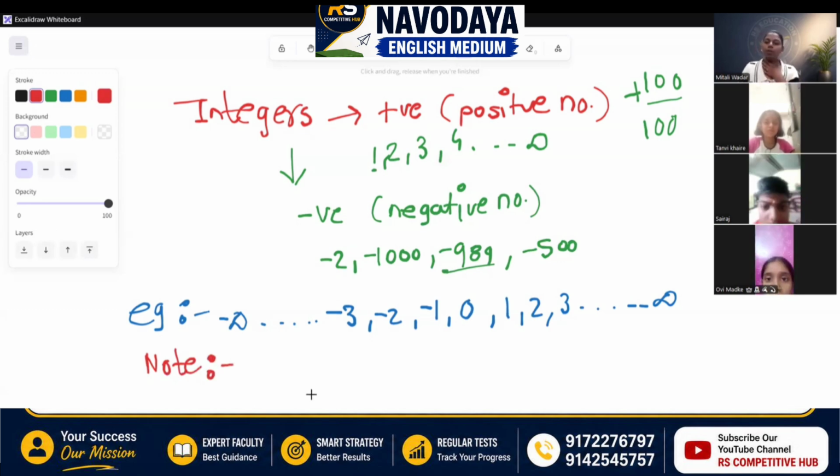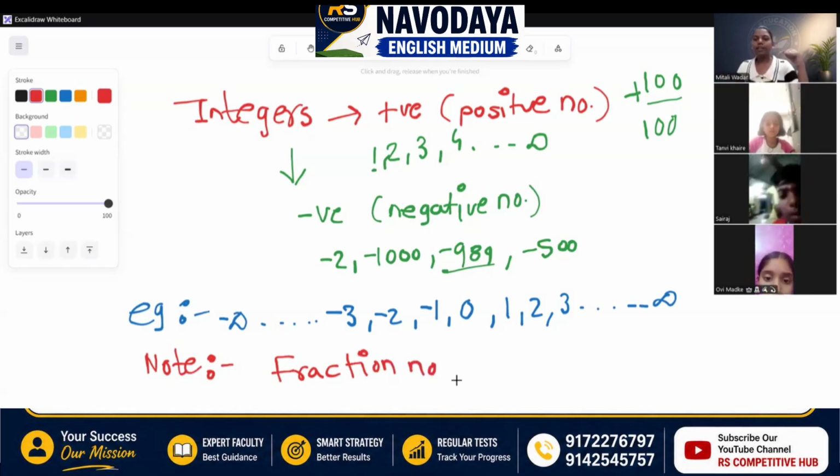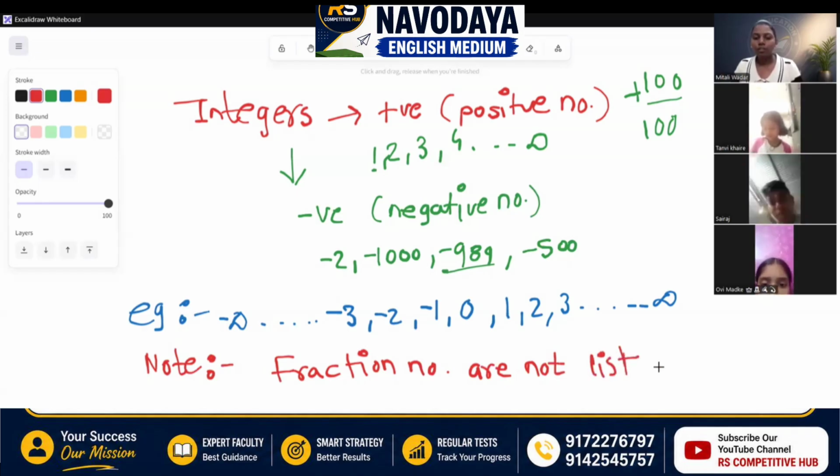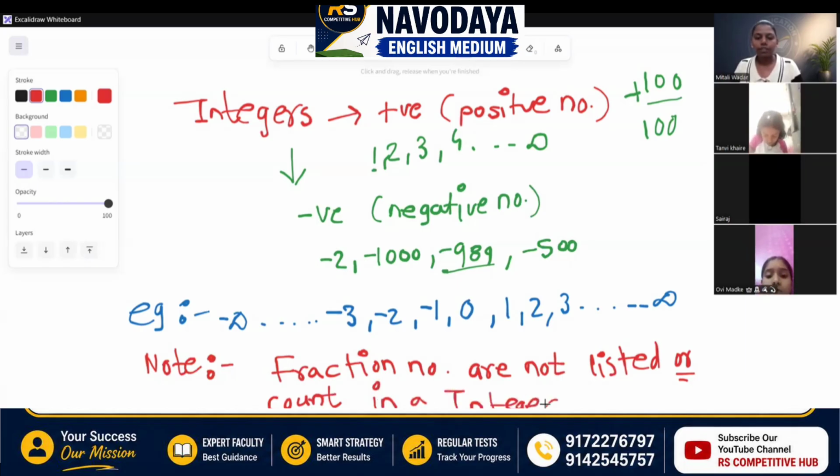And here is an important note. You have to write it down: fraction numbers are not counted in integers. Numbers that are in the p by q form, fraction numbers, we do not count in integers. Is this part clear to you all? Yes, ma'am.